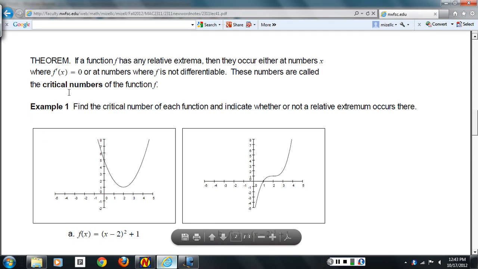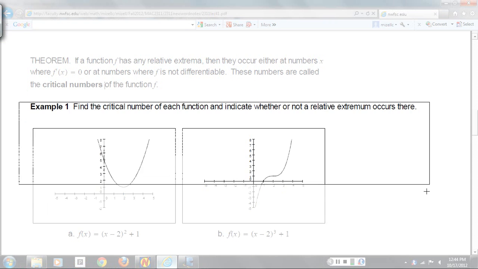A number, and this is important if not critical, I should mention this, a number where either f prime of x equals 0 or where f is not differentiable, that is a possible location of a relative extremum, is called a critical number. Now that's not to say that there will be a relative extremum at every critical number. We're about to see an example where f prime of x is equal to 0, where it's not a relative extremum. But we're saying that if there's a relative extremum, it has to happen at a critical number. So it's important for us to come up with the list of critical numbers.